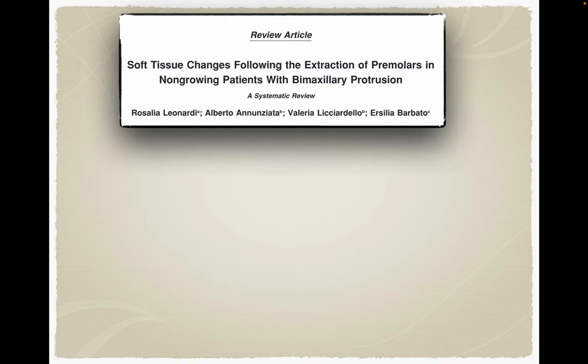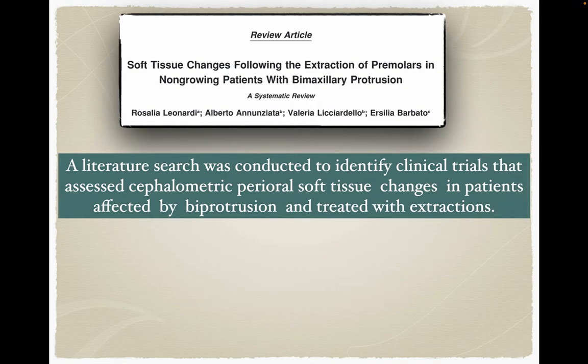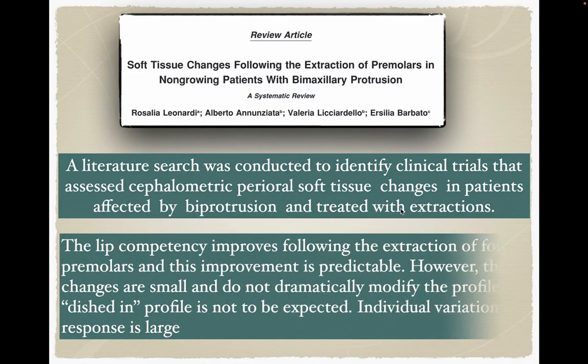All right, another systematic review, but this one, they looked at people with bimaxillary protrusion with the extraction of premolars. You know, when you have a patient with bimaxillary protrusion, all you want to happen is that you want to retract the teeth. Hopefully, the lips will retract and you will improve the bimaxillary protrusion. So what they did is they searched for and conducted a clinical trial that assessed the cephalometric perioral soft tissue changes in patients affected by bimaxillary protrusion and treated with extraction. So what did they find?